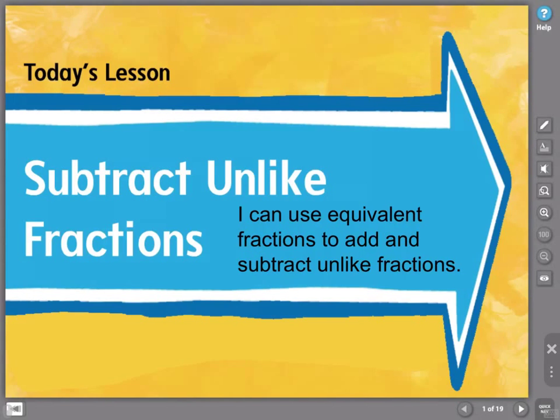Well, that brings us to the end of today's lesson. Today's lesson was on subtracting unlike fractions. Our I can statement today is, I can use equivalent fractions to add and subtract unlike fractions. Go ahead and press pause now if you need more time to add this to your whisk.